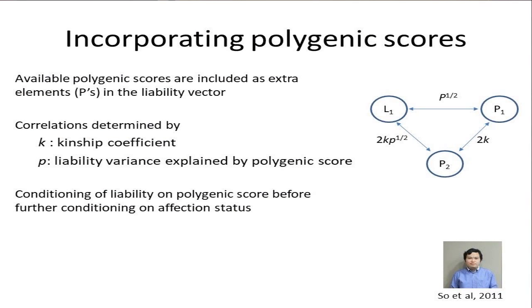And the nice thing about this model is that it now has a framework where you can incorporate polygenic score. So you can jointly incorporate family history and polygenic score. Basically, all that requires is to introduce new elements in this vector of liability. The polygenic score can be introduced by new elements, and then all we need to specify are the correlations among polygenic scores themselves, which are only determined by relationship, by the kinship, and the correlations between the polygenic scores and the liability. And this is determined by how good the polygenic score is as a measure of the liability.